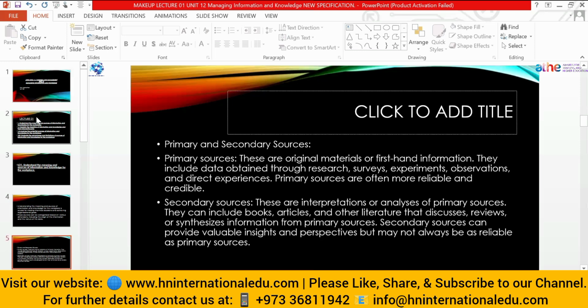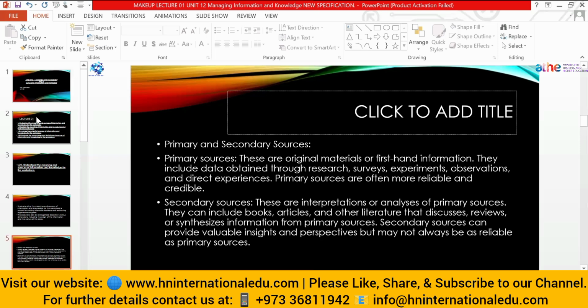These are the original materials or the first-hand information. They include data obtained through research, surveys, experiments, observations, and direct experiences. Primary sources are often more reliable and credible. So what are primary sources? They are the new, unique, raw data which we fetch for the very first time.